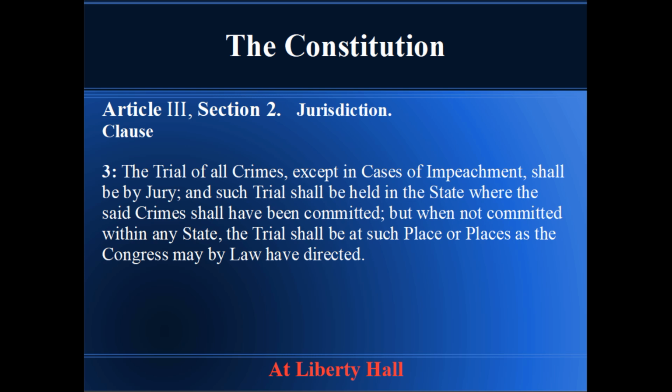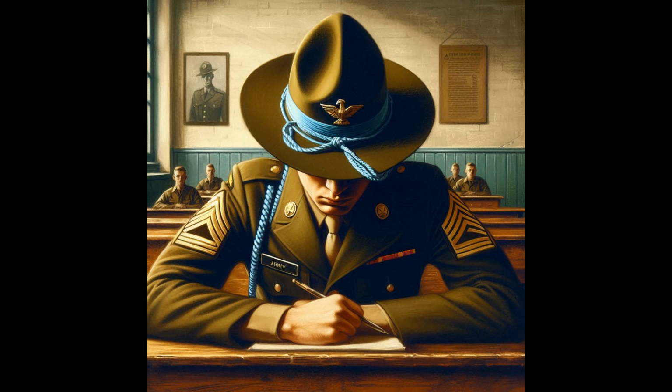Article 3, Section 2. Jurisdiction. Clause 3. The trial of all crimes, except in cases of impeachment, shall be by jury, and such trial shall be held in the state where the said crimes shall have been committed. But when not committed within any state, the trial shall be at such place or places as the Congress may by law have directed. 3. Crimes, except impeachment, will be tried by jury in the state where they occurred. If not in a state, Congress will set the trial location.